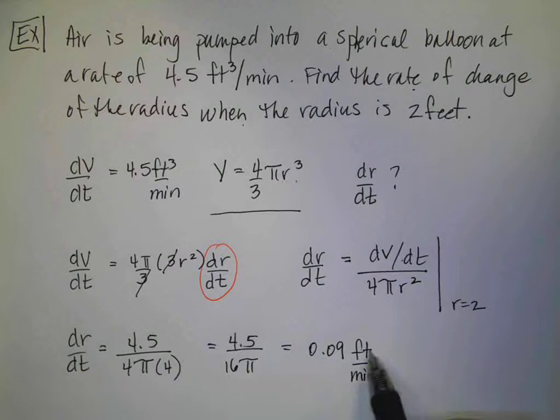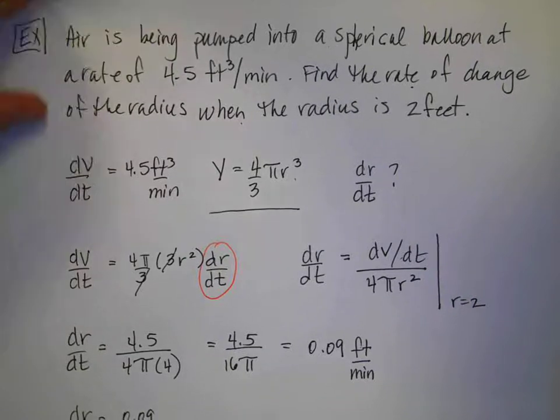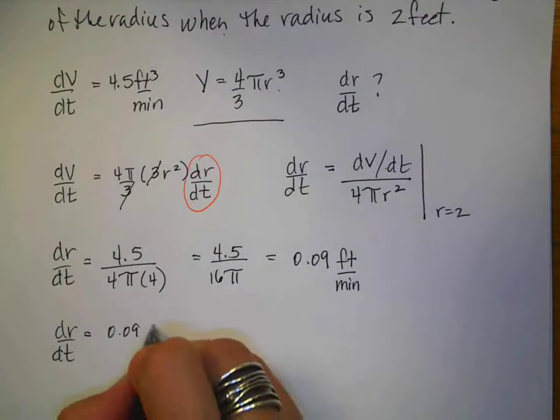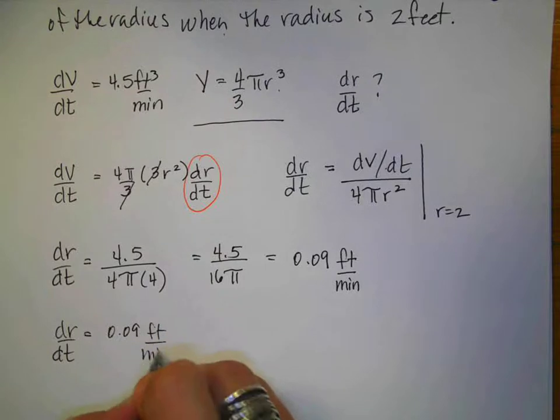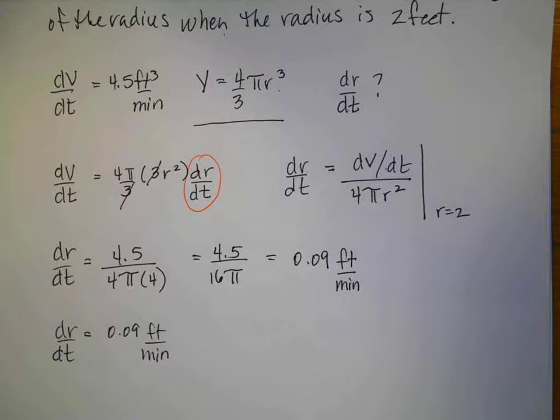Our units are feet per minute, right? And I know that it's linear because a radius is linear. So for dr/dt, you always want to be really careful with your units, except you can't see what I'm writing: feet per minute, all right?